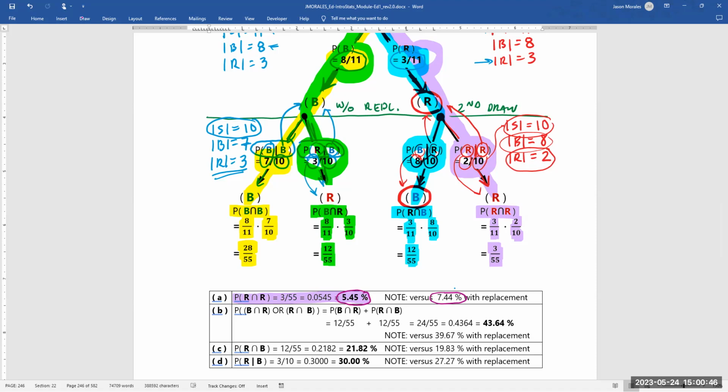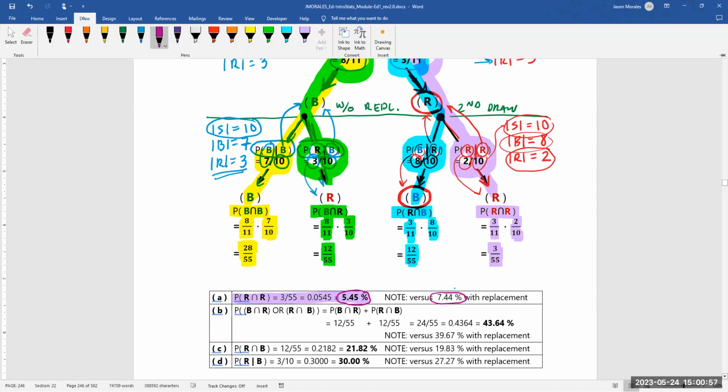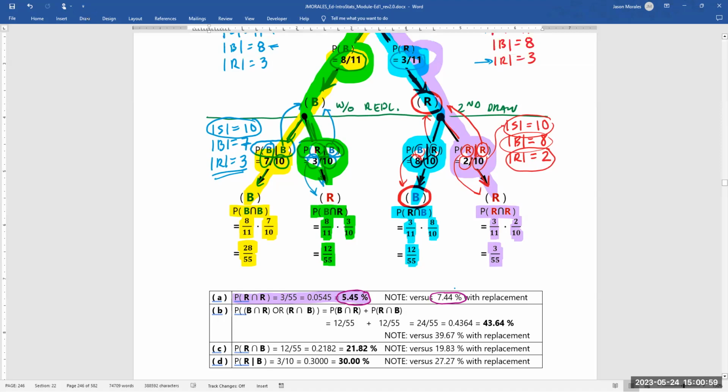And as we look at the other examples, if we look at getting 1 blue and 1 red, that's actually 2 colors here. So I'll just use green to represent that. So here when we're looking at getting 1 blue and 1 red, so that's either one of these 2 scenarios, then that's going to be 12 over 55 plus 12 over 55, which gives us a probability of 43.64%. And that's versus 39.67% with replacement.